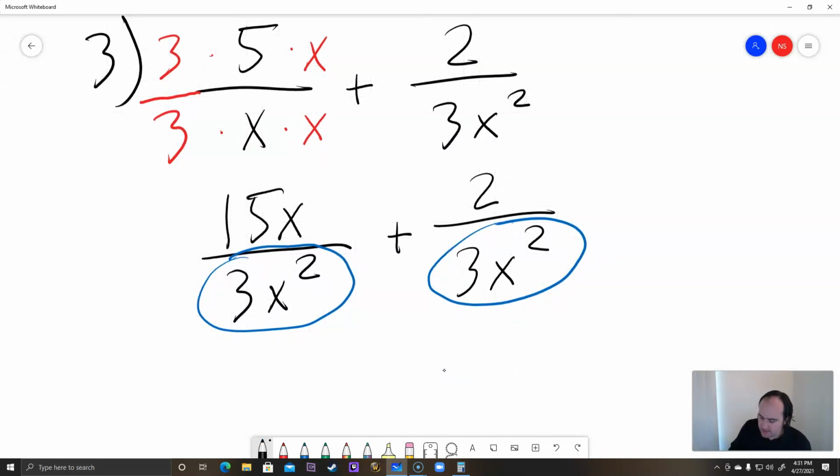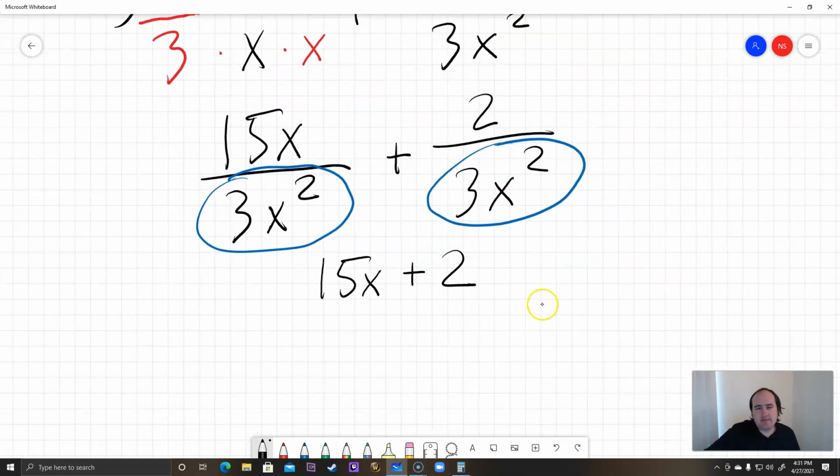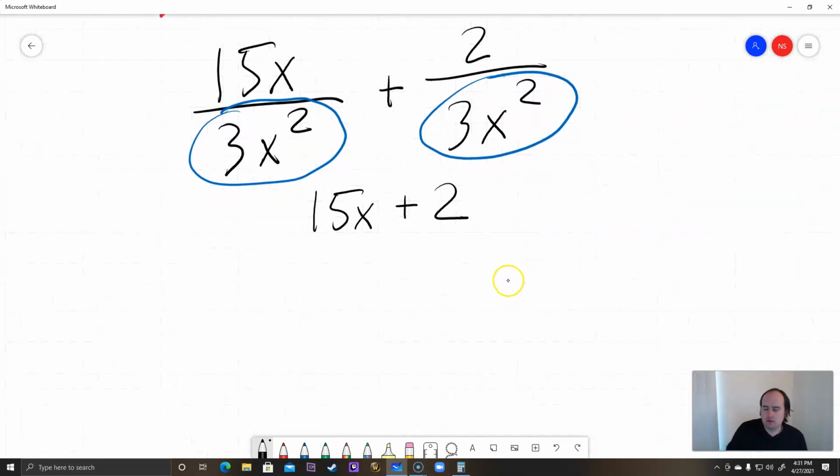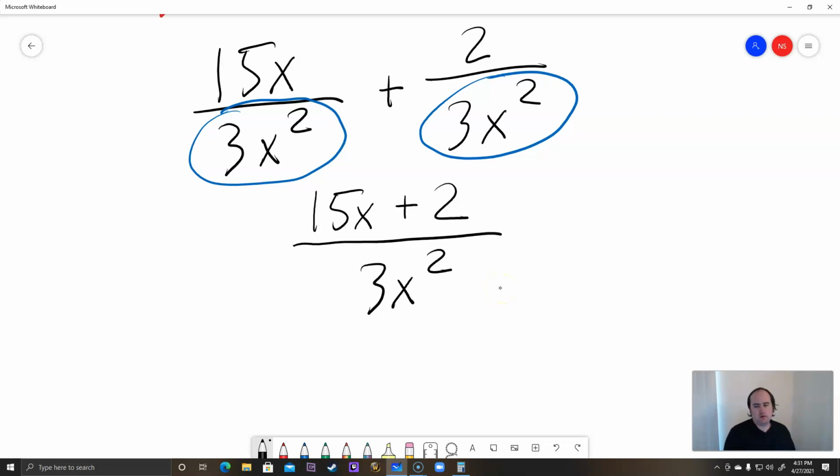Okay, so in the numerator we get 15x plus 2. And then in the denominator we keep that denominator, which is 3x squared. And believe it or not, that's the whole problem.